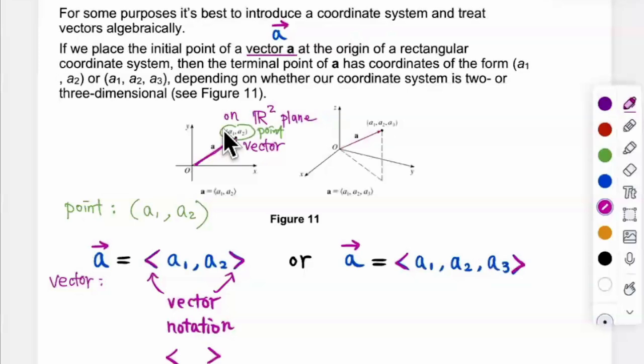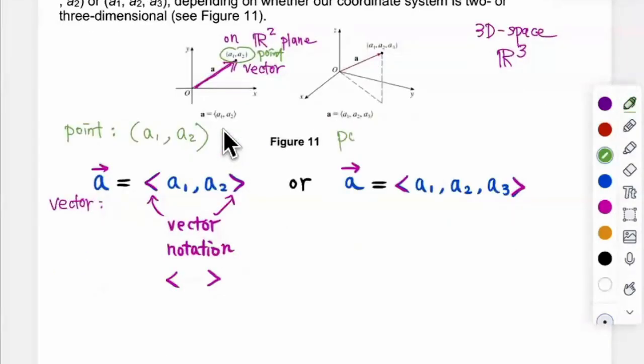Now we get to three dimensions. This is in R3, in 3D space. How do you indicate a point in R3? You have A1, A2, A3. You have three coordinates, the X, Y, and Z coordinate. When you use parentheses here, that's a point.